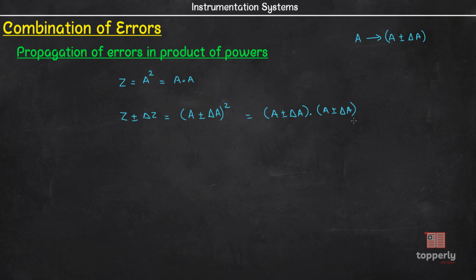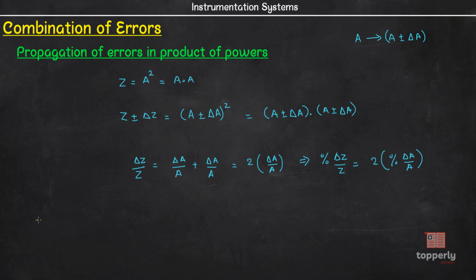So we can see that the case of powers is basically repeated multiplication only. Therefore, delta z by z can be written as delta a by a plus delta a by a, or 2 times delta a by a in this case. Or if we express the errors in percentage, we have percentage delta z by z is equal to 2 times percentage delta a by a. Hence, the relative error in a square is 2 times the relative error in a.